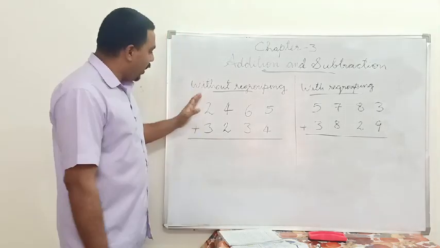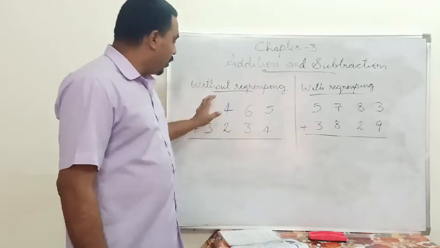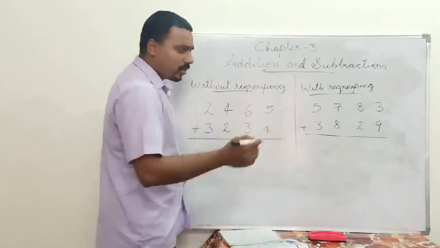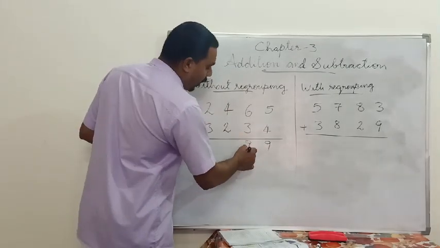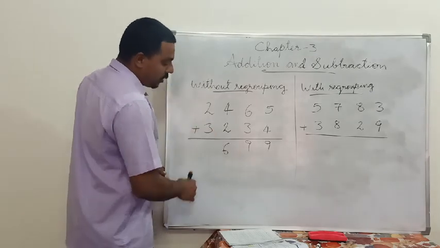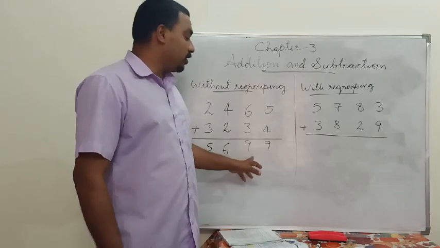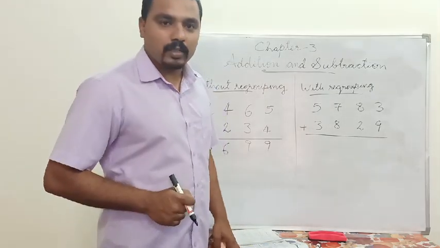Okay. Here I have written without a regrouping and with a regrouping. Let us add. It is very easy to add. 5 plus 4 is equal to how much? 9. 6 plus 3 is equal to 9. And 4 plus 2 is equal to 6. And 2 plus 3 is equal to 5. The answer is 5699.